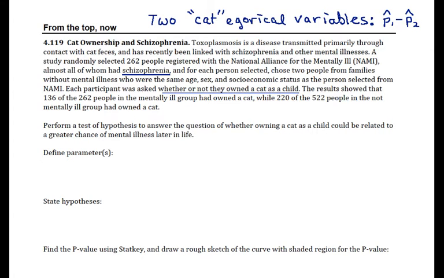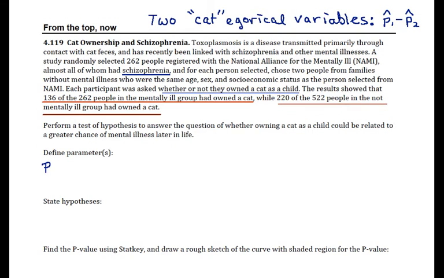So let's say that everybody, actually, no, sorry, let's look at it this way. 136 of the 262 people in the mentally ill group owned a cat, and 220 of the 522 people in the not mentally ill group owned a cat. So both proportions are going to be expressed in terms of whether they owned a cat, right? So the first group is mentally ill, and the proportion is owned a cat. The second group is not mentally ill, and the proportion is owned a cat. So owned a cat is the same in both of these proportions we're going to define, and the real distinction is mentally ill or not.